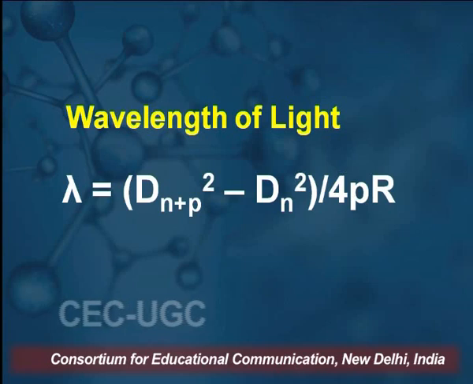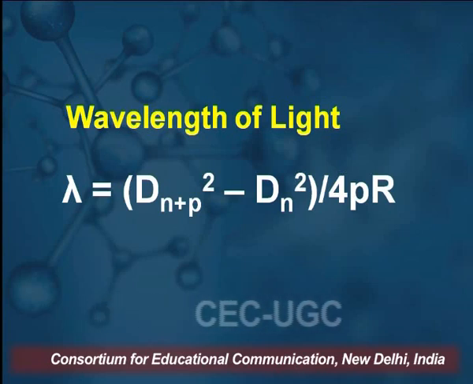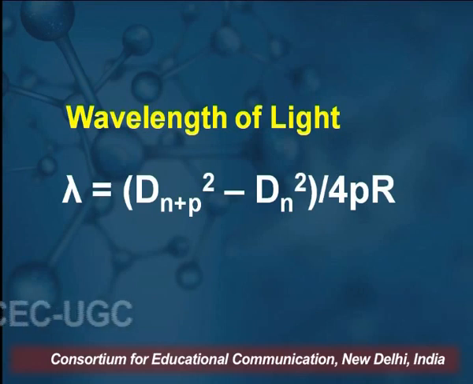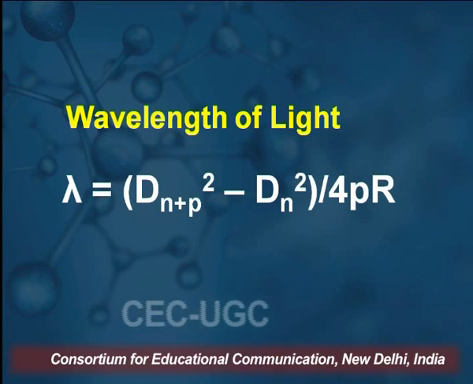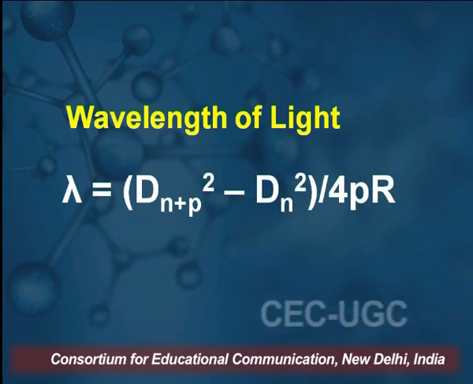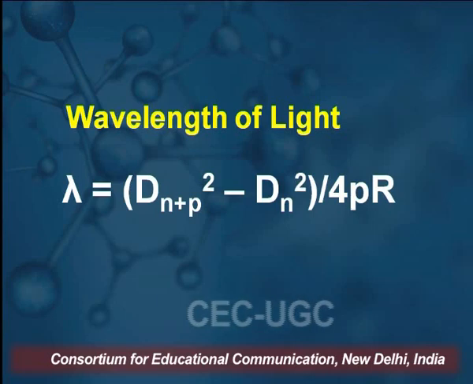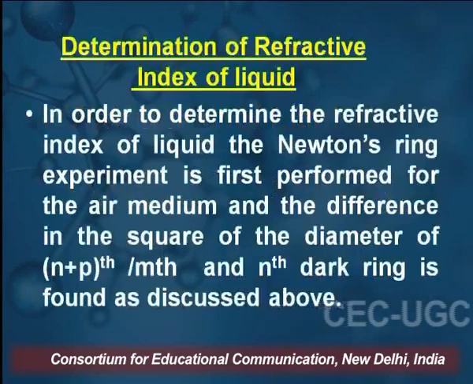So the fifth ring and the third ring, similarly the fourth ring and the second ring, the seventh ring and the fifth ring, the sixth ring and the fourth ring. So we take the difference between these two. The value of p will be fixed. The value of R is also fixed, as it is the radius of curvature of the plano-convex lens. In this manner we can find out the wavelength of monochromatic light.